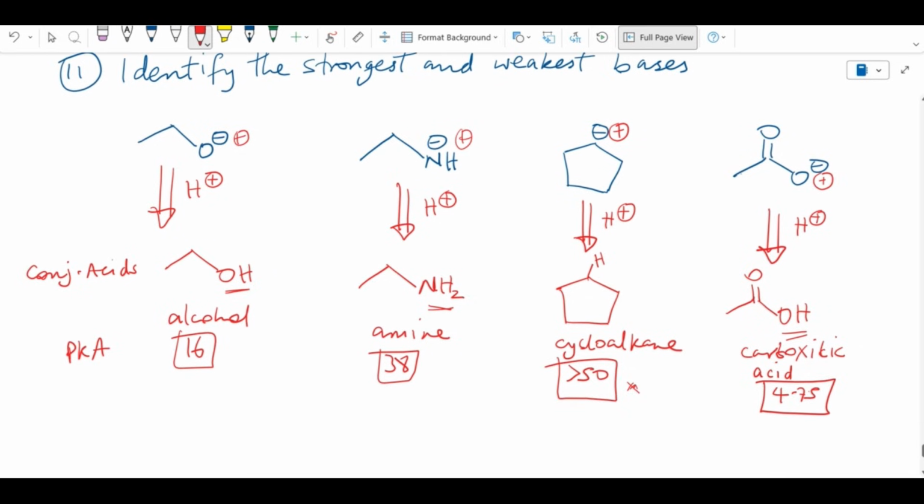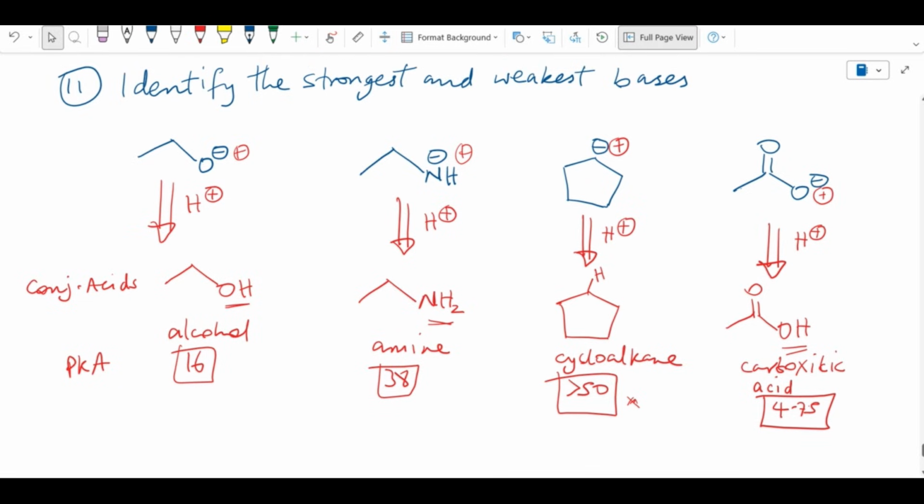So of all of these conjugate acids, the one with the highest pKa is the alkane, or cyclohexane, with a pKa of over 50. That means this compound will be our strongest base. The weakest base will be the one with the lowest pKa. Since this conjugate acid has the lowest pKa, this will be our weakest base.